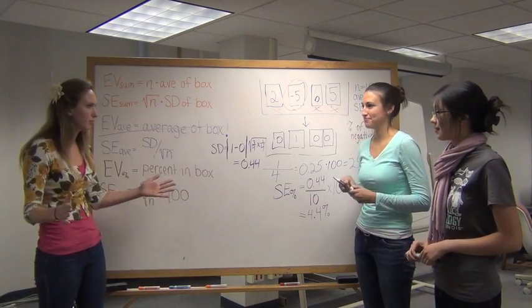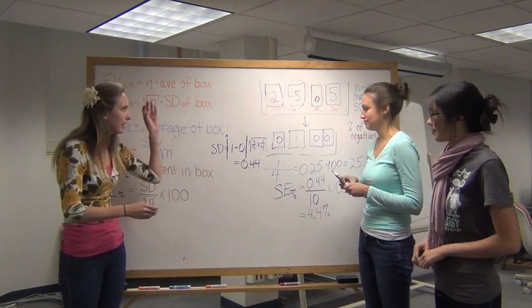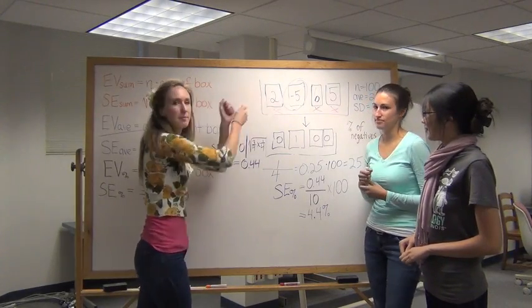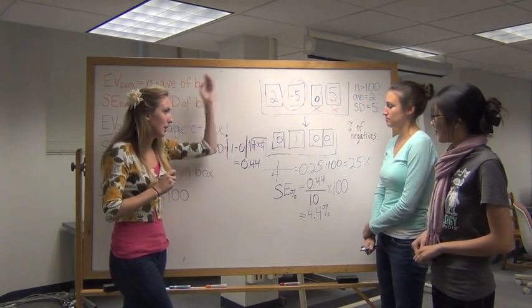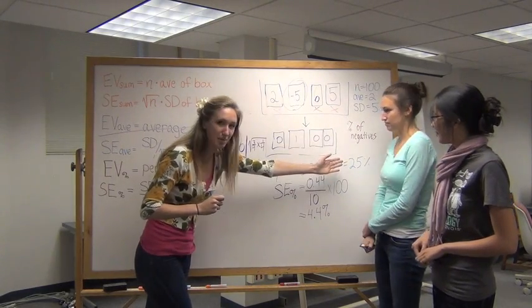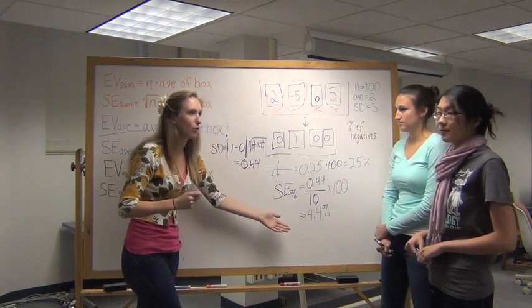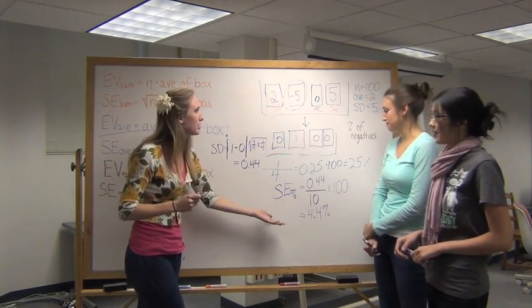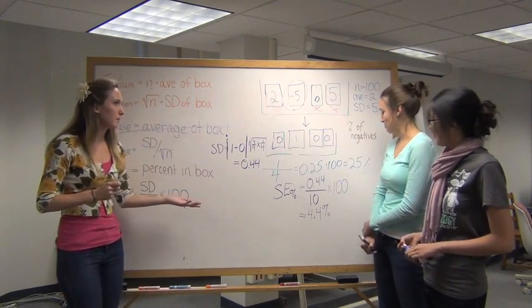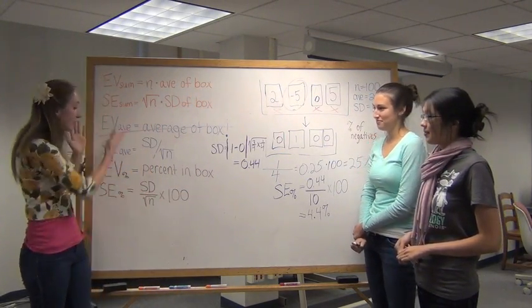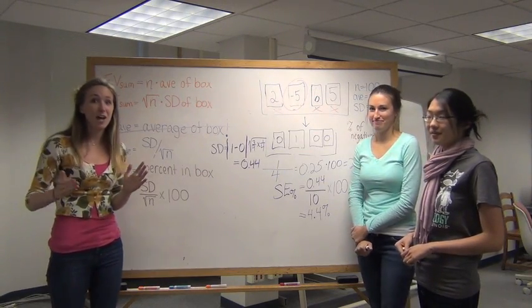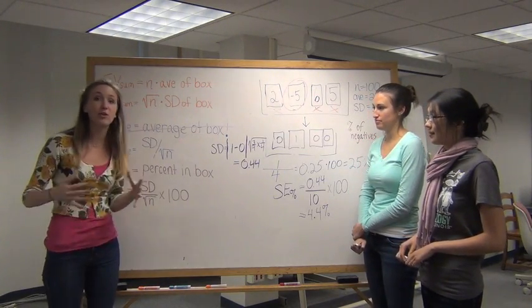So to put it in human terms, if I were to pick out tickets 100 times out of this box, I could expect to get a negative number 25% of the time, give or take about 4.4%. Is that basically what we just solved for? Yes, and that makes sense. So put these formulas away in your statistics toolbox and get ready to use them on a regular basis. Understand how they're different from each other, but how they're all related.